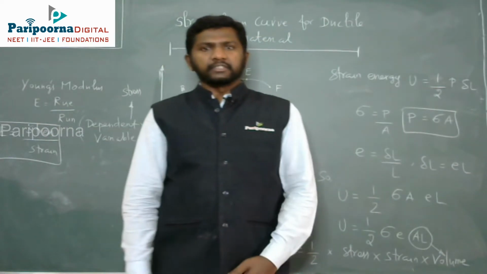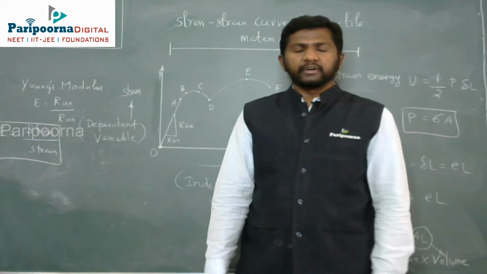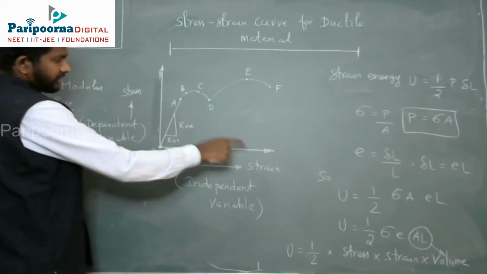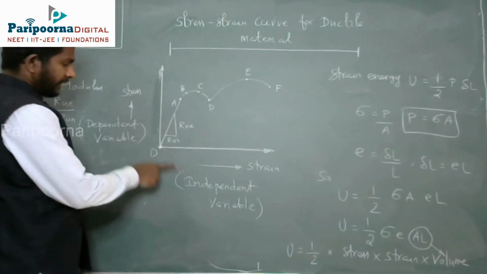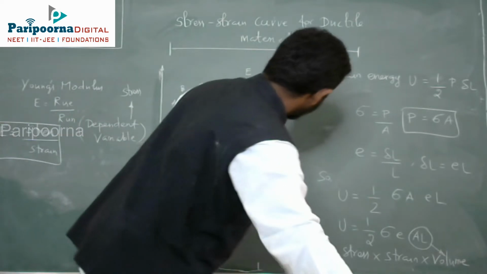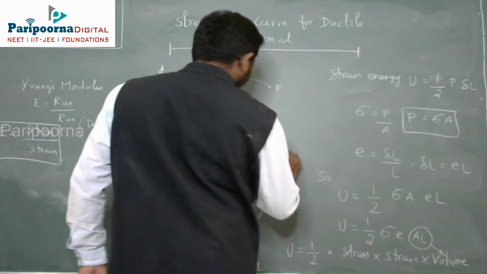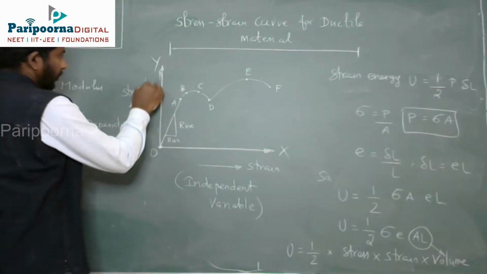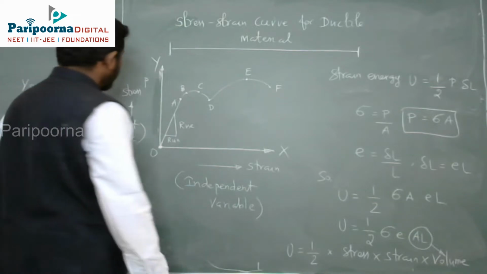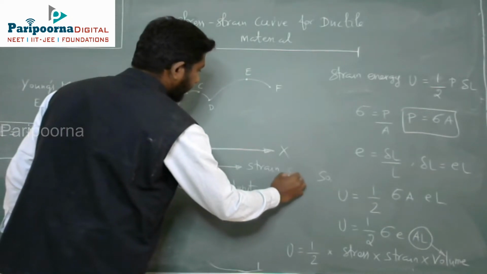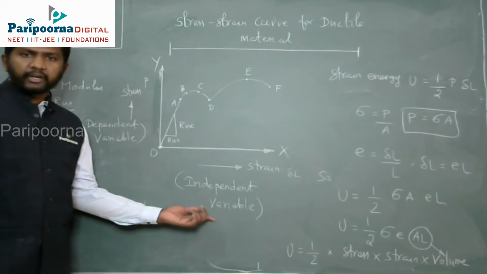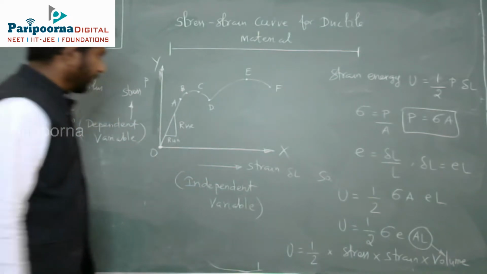So now let us discuss the stress strain curve for ductile material. This is the stress strain diagram for ductile material. In the x-axis, strain is being taken, and in the y-axis, stress is being taken. I mean the load is being applied, and here the strain or deformation is being taken. Here the strain is the independent variable and stress is the dependent variable.